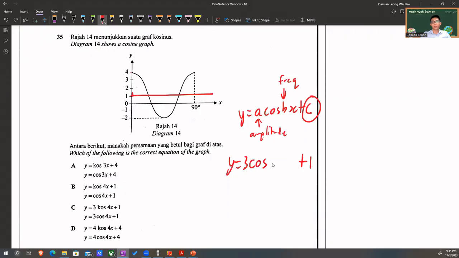C is definitely 1. The middle line is 1. And the frequency. So if in 90 degrees is the whole thing, means in 360 degrees, there will be 4 of it. So frequency 4. Yeah. So 3 cos 4x plus 1. Answer would be C.